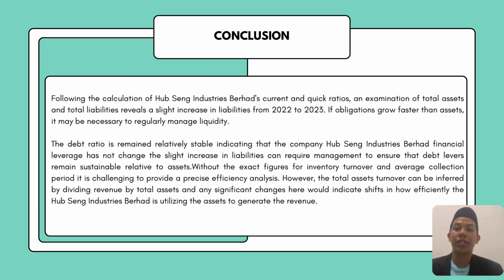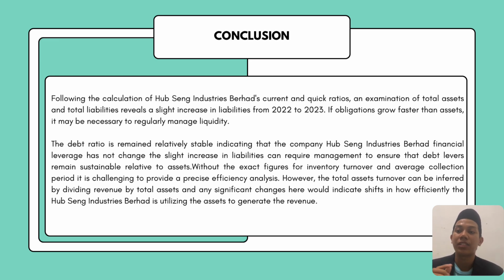For the conclusion, following the calculation of Hap Seng Industry Berhad's current and quick ratio and examination of total assets and total liabilities, there is a slight increase in liabilities from 2022 to 2023. If obligations grow faster than assets, it may be necessary to regularly manage liquidity. The debt ratio remains relatively stable, indicating that the company's financial leverage has not changed. The slight increase in liabilities requires management to ensure that debt levels remain sustainable relative to assets.